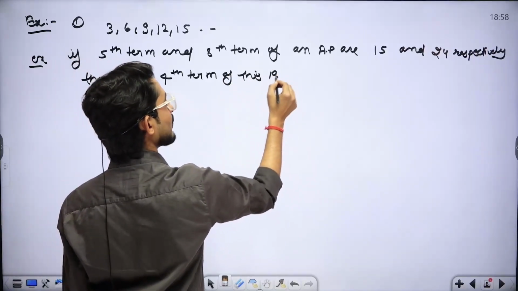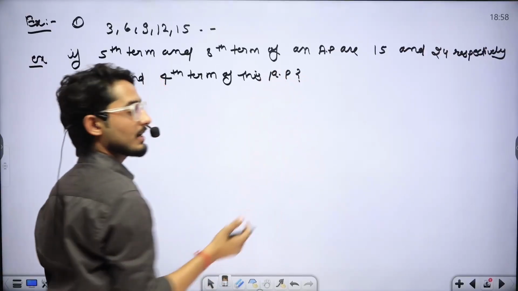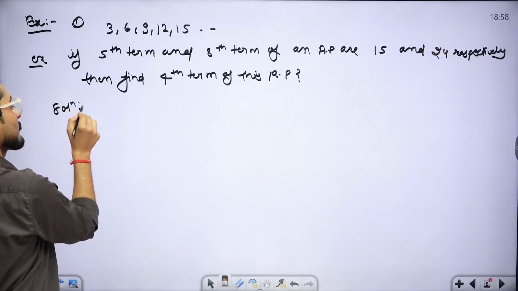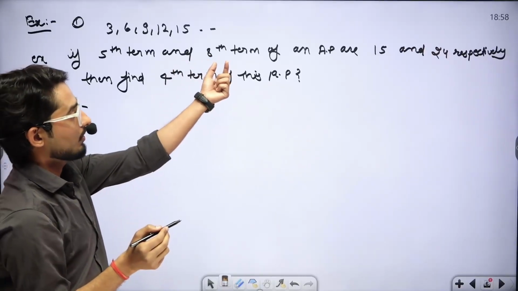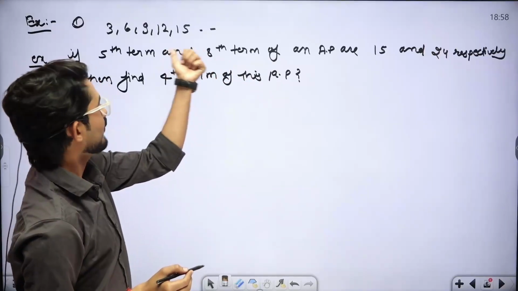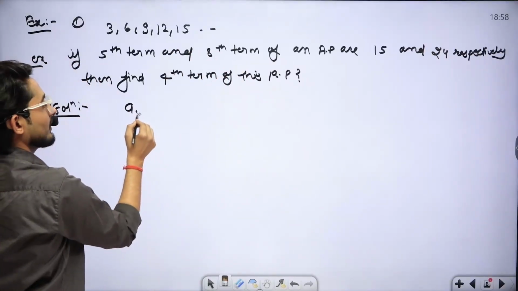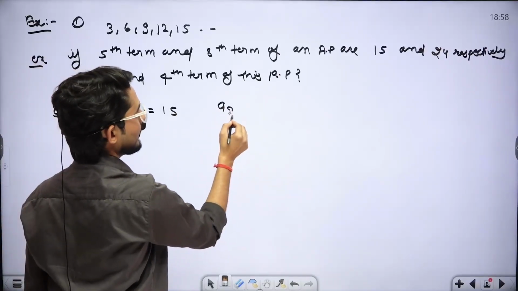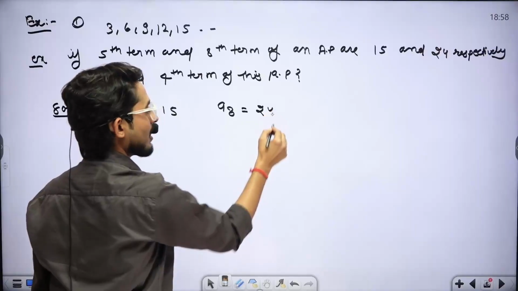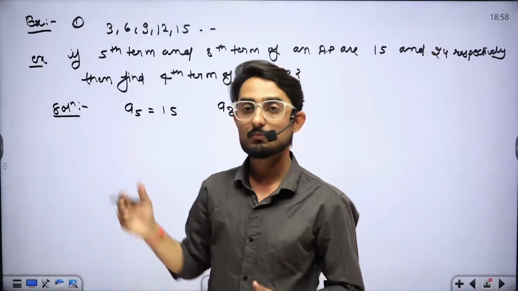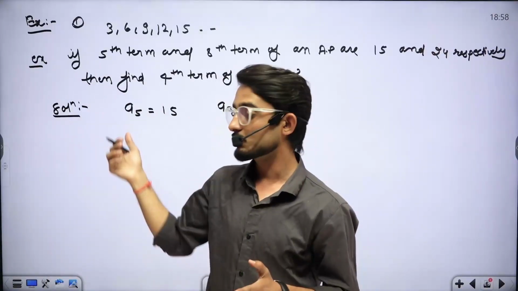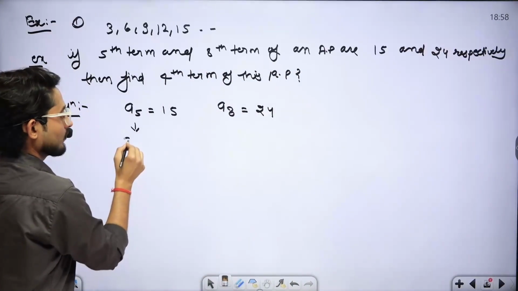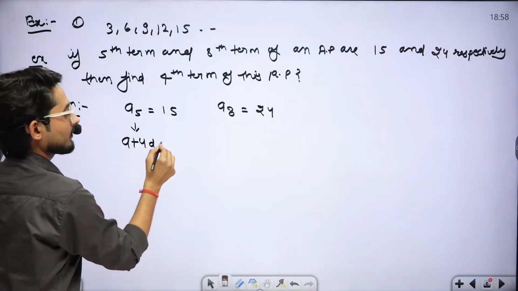How can you find this type of question? This type of question is always asked in your board examination, and also in your pre-foundation. To find this term, you have been given the fifth term and eighth term of the AP. Fifth term is A5. You have A5 equal to 15, and the eighth term A8 equal to 24. I have already explained how you can find the fifth term. To find the fifth term, you will always use A plus how many times of D? 4 times of D. So we will take A plus 4D equal to 15.